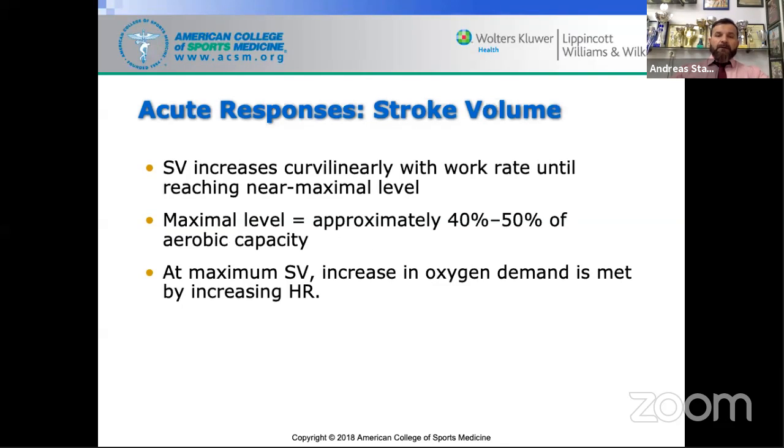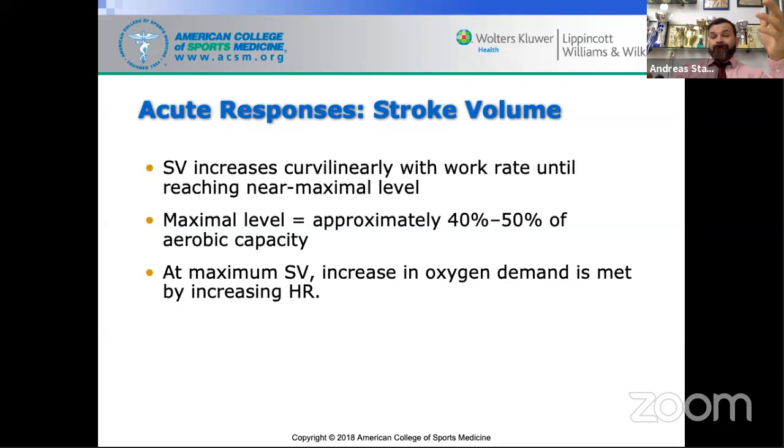Now, stroke volume. What happens to stroke volume? Stroke volume increases curvilinearly, so it's not linear. Up to a point, you'll see it increases a lot, up to 40% or 50% of your maximum aerobic capacity, and then it stops. It can't increase anymore. You can't increase the amount of blood you're pushing out of your heart every time it contracts forever. So that increases up to 50% of your maximum aerobic capacity.